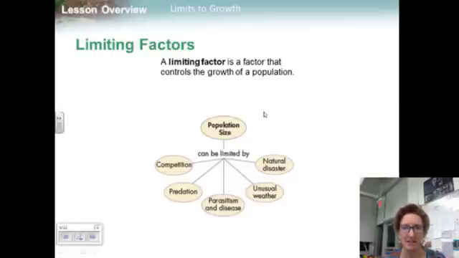So there are limiting factors. A limiting factor is a factor that controls the growth of a population. And there are several kinds of limiting factors, such as competition, predation, parasitism, and disease. Those limiting factors are what we call density dependent. They depend on population density. Others, including natural disasters and unusual weather, are not density dependent. They do not depend on population density, for obvious reasons.